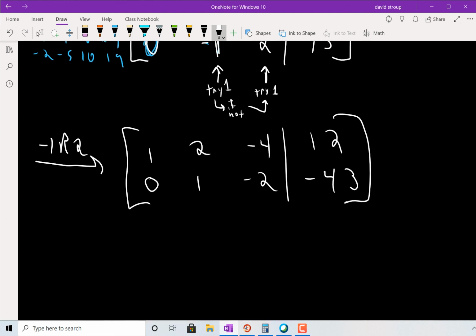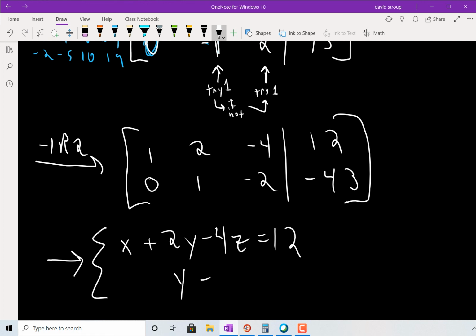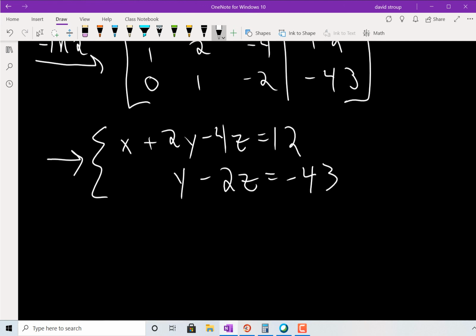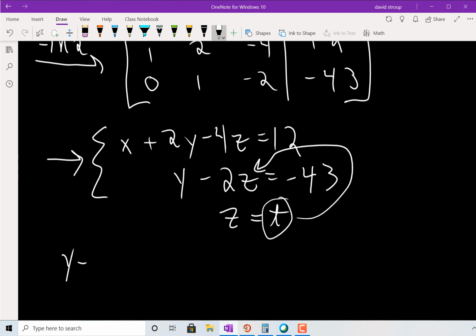We can now convert back into our system of equations, and then we'll have a free variable again. So this will be y minus 2z equals -43. Again, just let z be anything. Let it be itself, usually called t for some parameter. Then we're back substituting: first take this and plug it back in here, and solve for y. So we have y minus 2t equals -43, so y equals 2t minus 43.